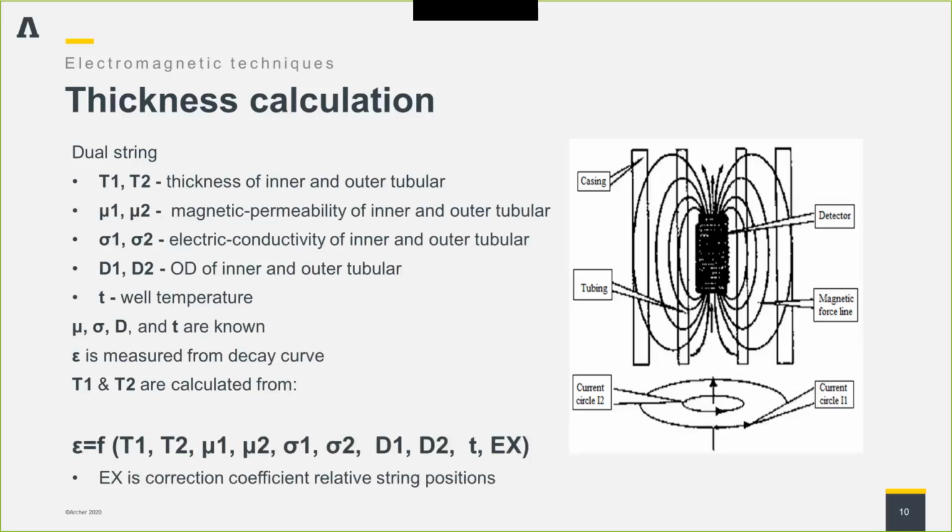But there's an addition here, there's the correction coefficient to account for the relative positions of the tubulars within themselves. So there is a correction factor in there. But again, we can solve for 2 strings.